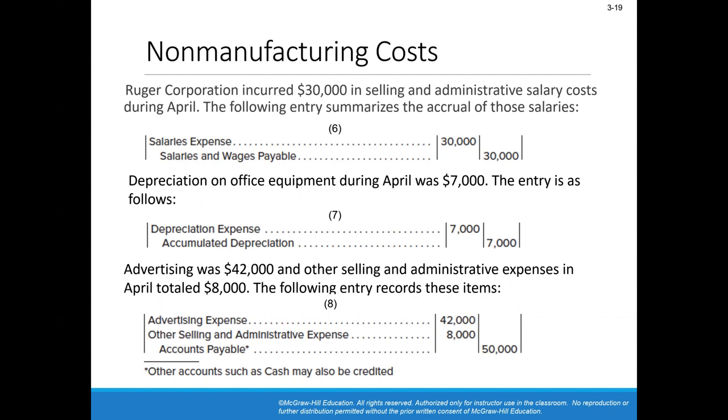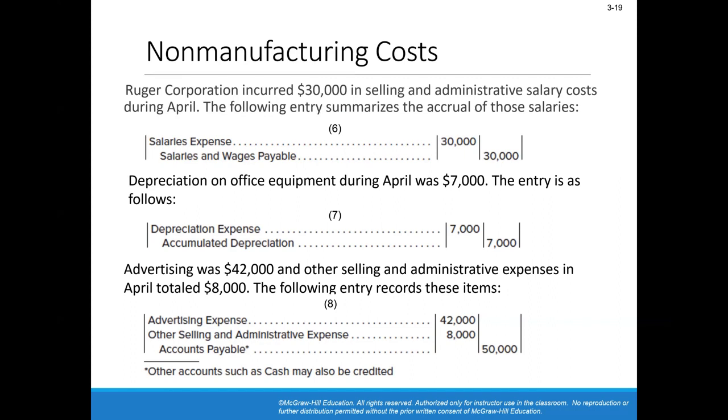That's a debit, that's an expense. And then we have our other selling and admin expense. It's a debit for 8,000. And then we're going to total them together to come up with what we're going to have to pay out. That's our accounts payable, and that is 50,000.